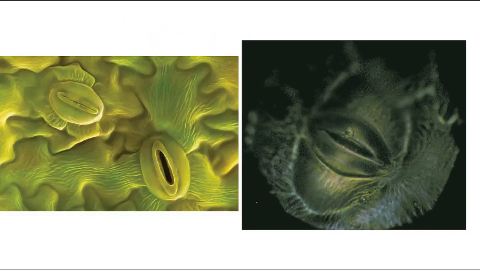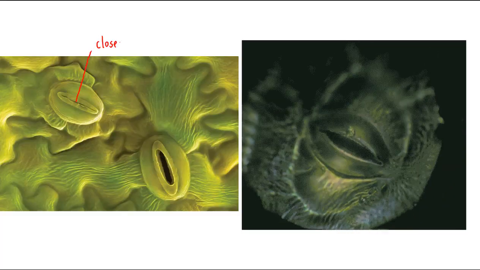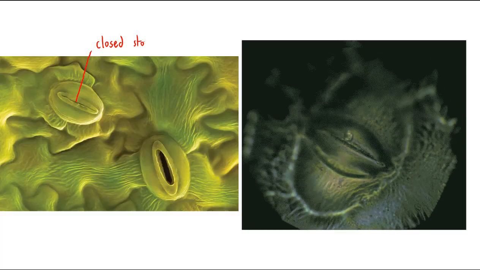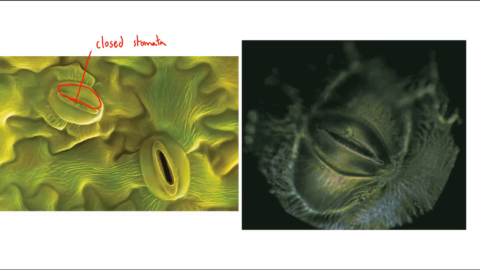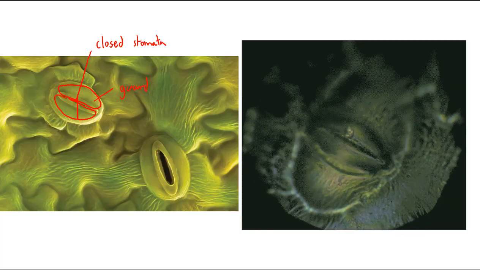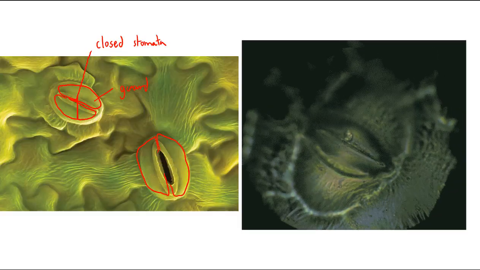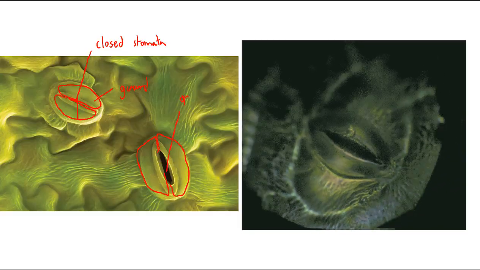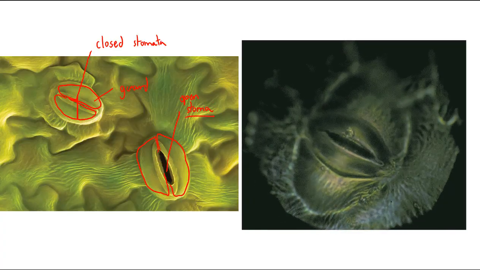And this bit just shows you how stomata actually open and close. So this one is a closed stomata, and these things here are the guard cells. So there we have a guard cell, and this one is an open stomata or an open stoma. This bit just shows them opening and closing.